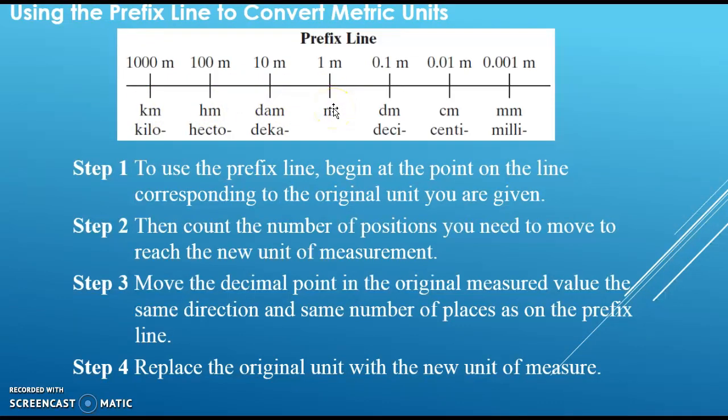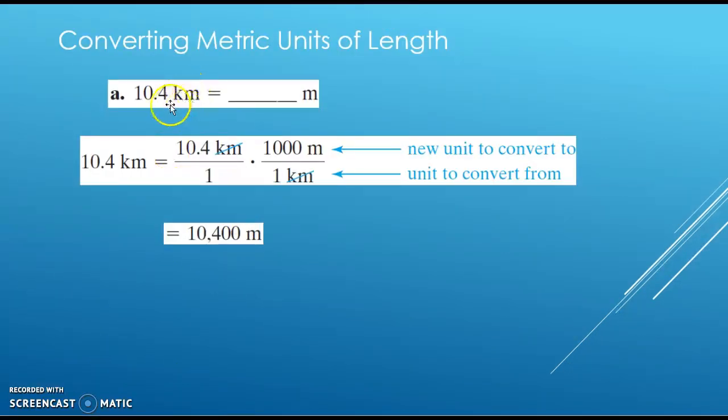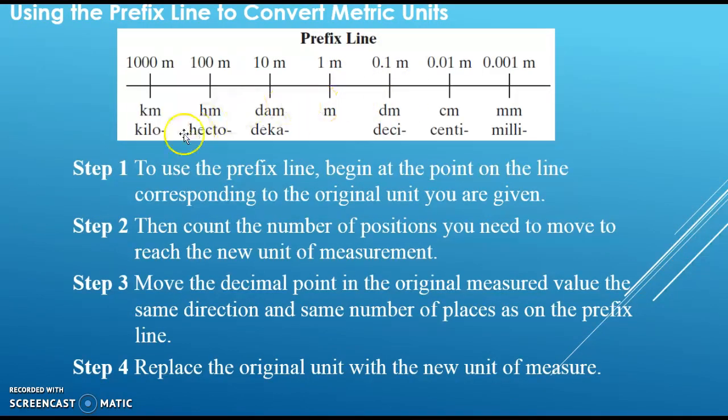3 units. So we're going to move the decimal point 3 units to the right because we counted to the right. And then we change the unit to the new unit of measure. So if you look at this one, back where we were, 10.4, moving that decimal 3 units to the right, remember it was here where the comma is. So 1, 2, 3. It works the same way with the prefix line as it does with the conversions. I have a couple other examples in here of that.